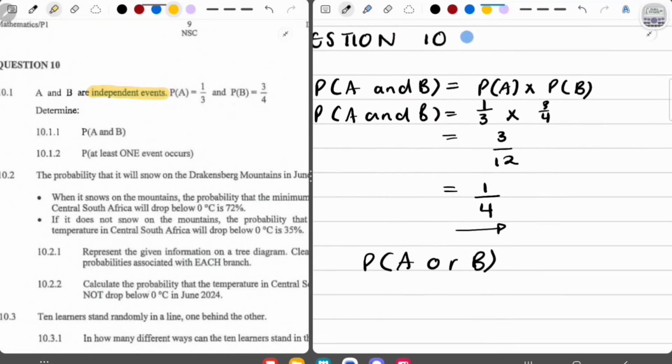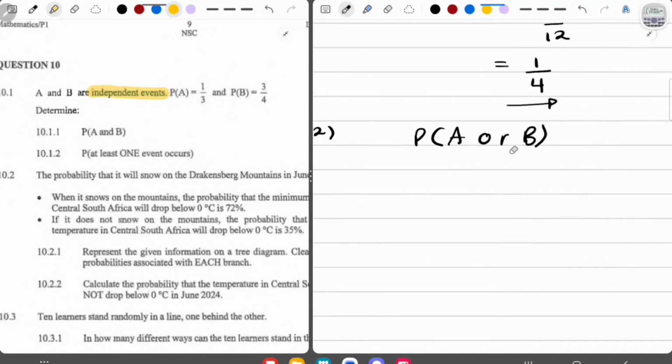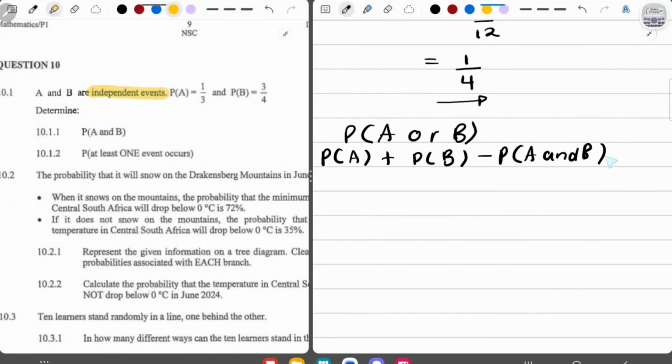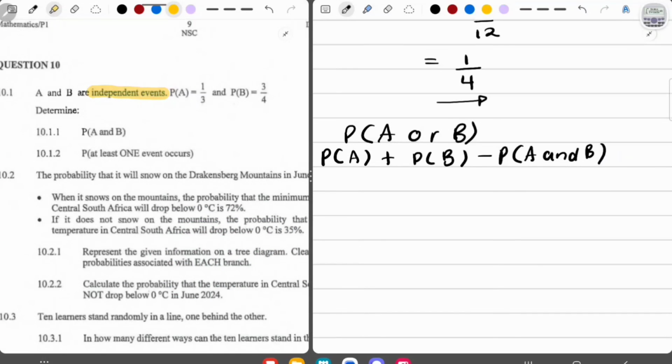Well, all we have right now is the probability of A, the probability of B, and the probability of A and B. You can use the addition rule for the probability of A or B. The addition rule states that the probability of A or B is equal to the probability of A plus the probability of B minus the probability of A and B. And please check out my Venn diagram video, where I actually explain why we subtract that intersection. It's not because we are excluding the intersection, okay? You can find out more about that in that video.